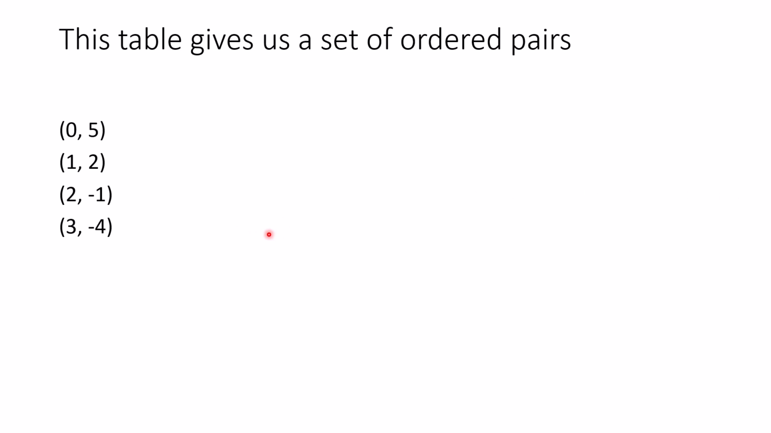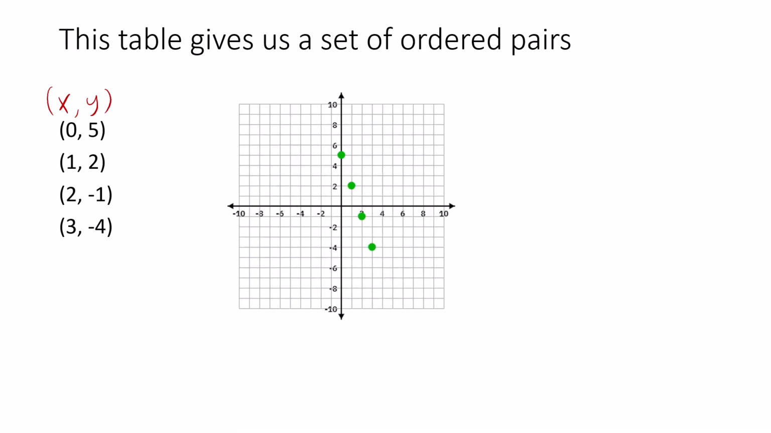So this gives us a set of ordered pairs. So essentially we can take the table and turn the table into a set of ordered pairs where we have the x value and the y value that go together. So we have the points (0, 5), (1, 2), (2, -1), and (3, -4). And we can plot those on a coordinate plane. And I did this, like I have this nice graph here, so everything is perfect.